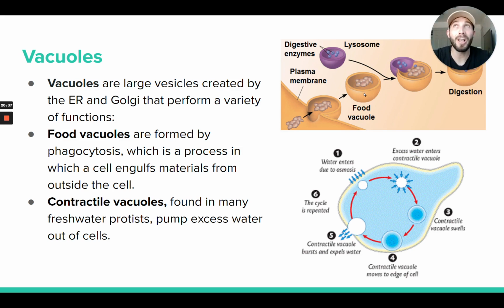Those are vacuoles. And there's a lot of different types of vacuoles that do a lot of different types of things. Like I said, food vacuoles, that's a common example where the cell engulfed something from outside the cell, and then it's going to be digested and broken down inside the cell. That's carried in a food vacuole.